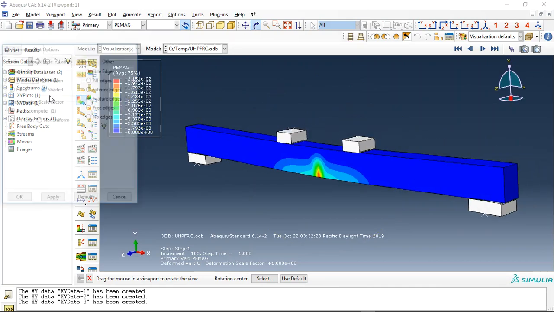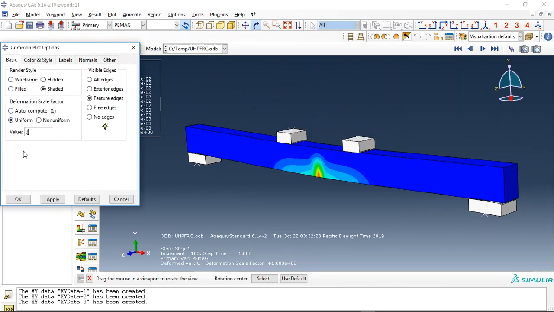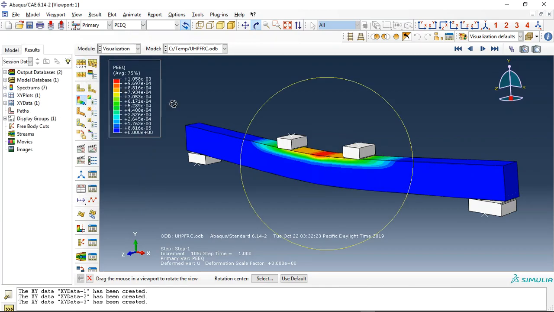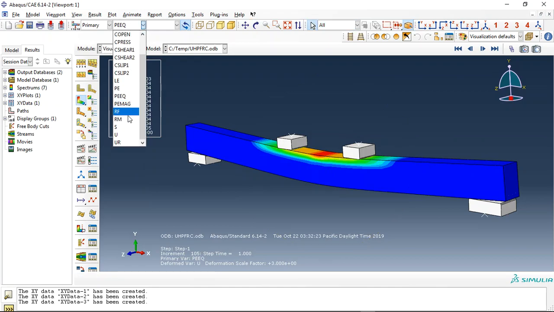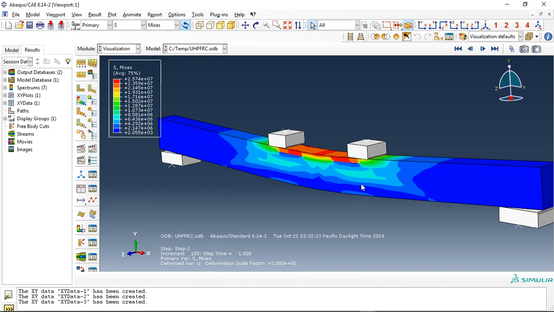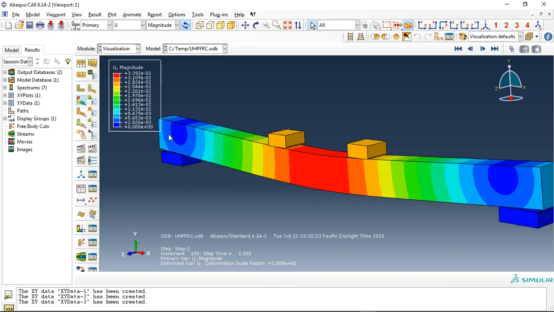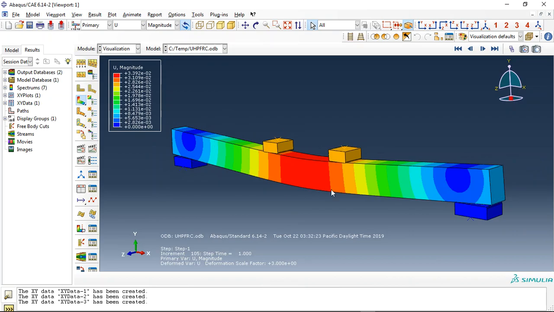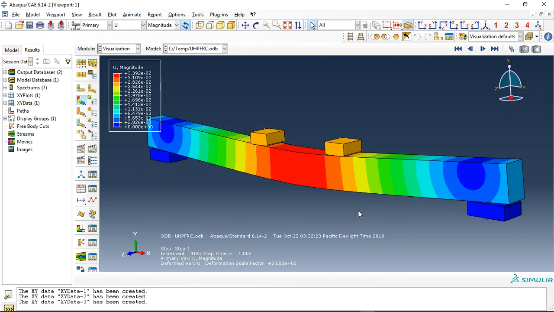And if I use a magnitude to have a better view, for instance 3, it is a better view. And we can use, for instance, plastic strain, the stress, you can see that, and the displacement. But the important point here is the force displacement diagram to obtain the failure zone.